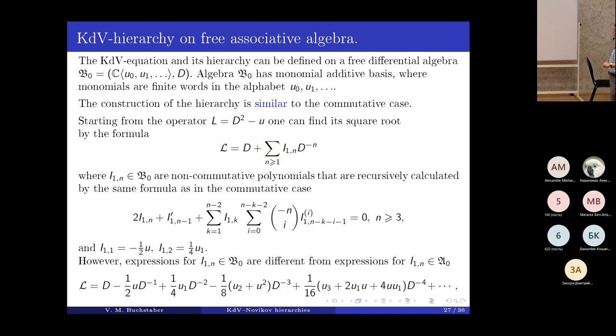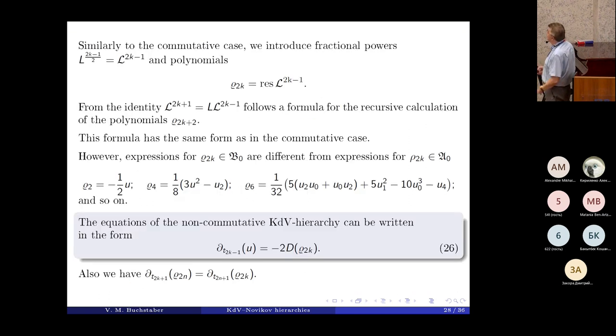After that, we can obtain the expansion in series of the square root of the Schrödinger operator. But now, what is the difference? You see, before it was 6 u1 u, but now they divide into 2 u1 u and 4 u u1. This result we obtain directly using the square root of the Schrödinger operator.